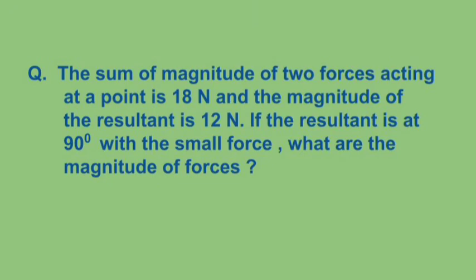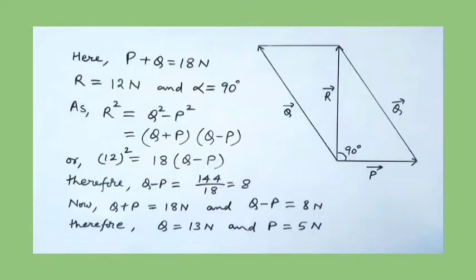Another question is, the sum of magnitudes of two forces acting at a point is 18 Newton, and the magnitude of the resultant is 12 Newton. If the resultant is at 90 degree with the small force, what are the magnitude of forces? Here P plus Q is equal to 18 Newton, R is equal to 12 Newton, and alpha is equal to 90 degree.